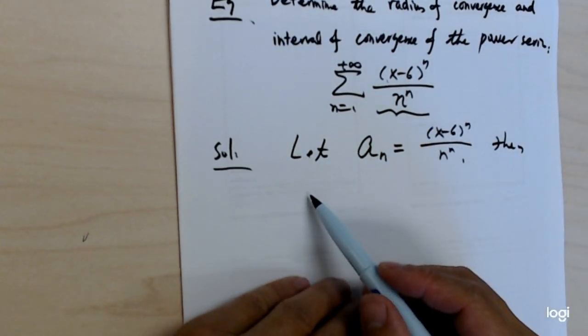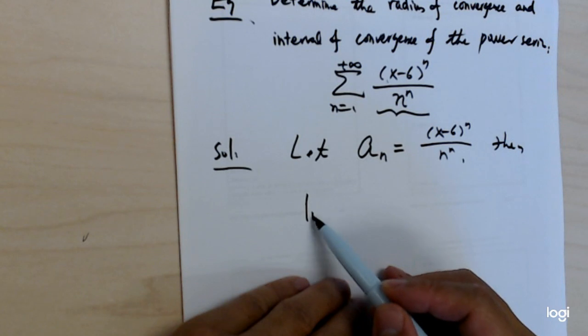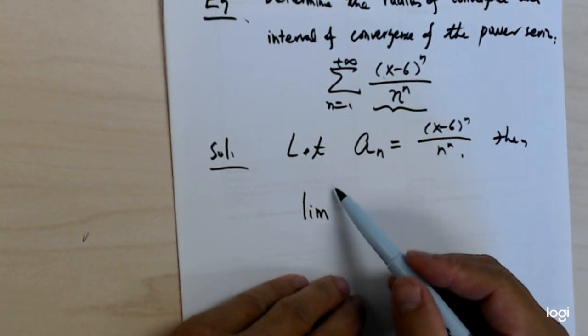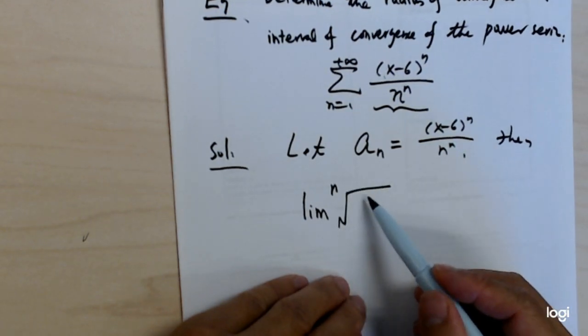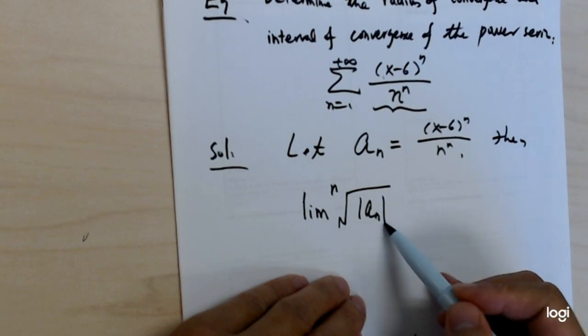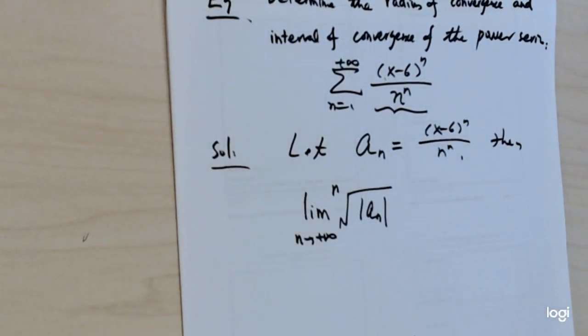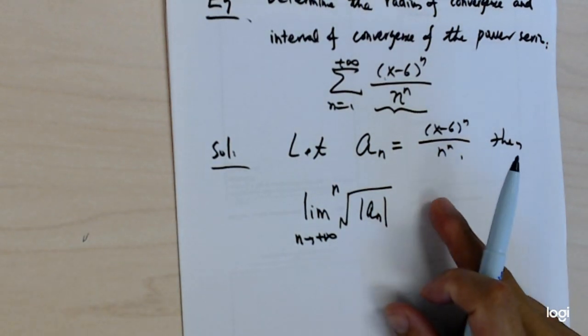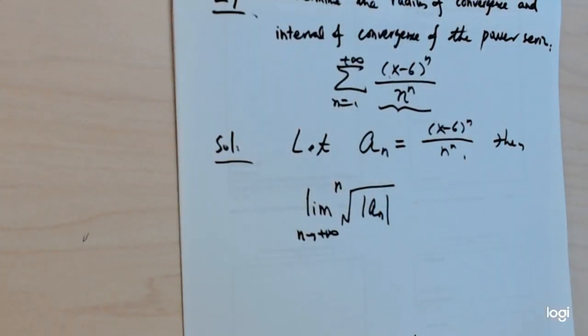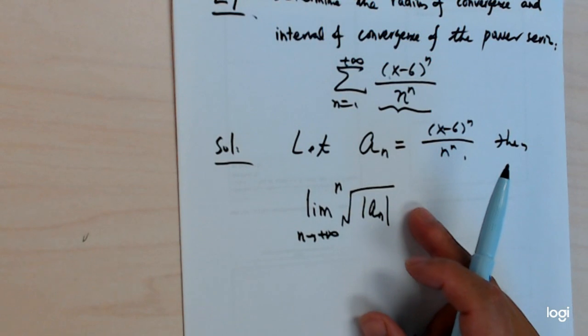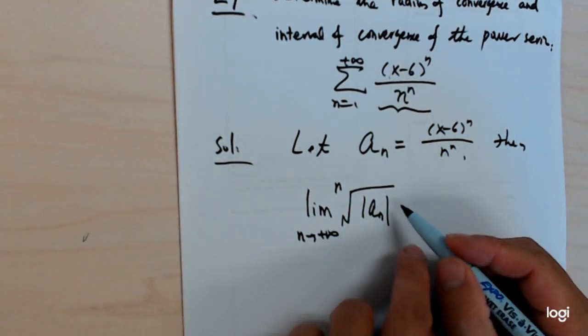Then let's record the root test. For the root test, we need to calculate the nth root of the absolute value of this, and let n go to infinity. And that's how the root test looks, right? Whenever this is less than 1, it converges absolutely; bigger than 1, it diverges; equal to 1, inconclusive.